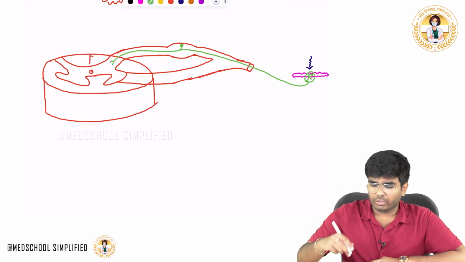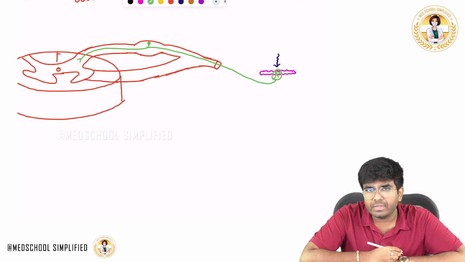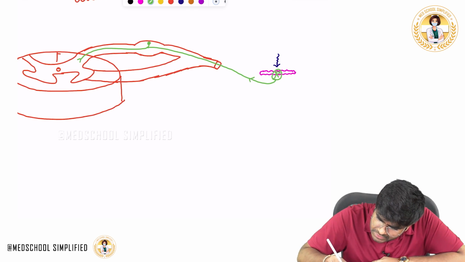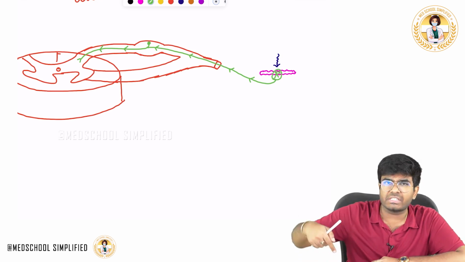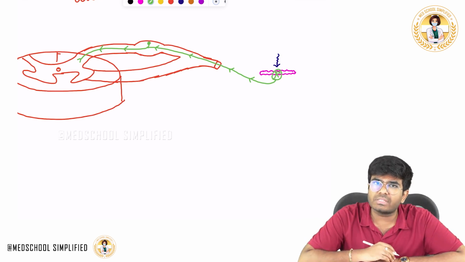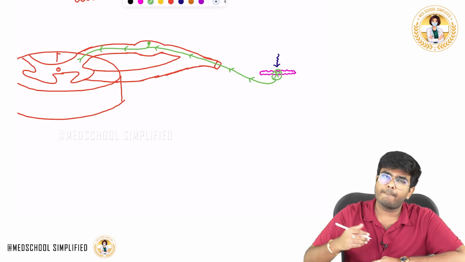But the point which I want you to know is, look here carefully. This green color neuron, what is it? It is a sensory neuron. It's taking the information into the central nervous system. The information about the touch is going into the central nervous system. So where exactly is this neuron present? This sensory neuron is present in the spinal nerve.